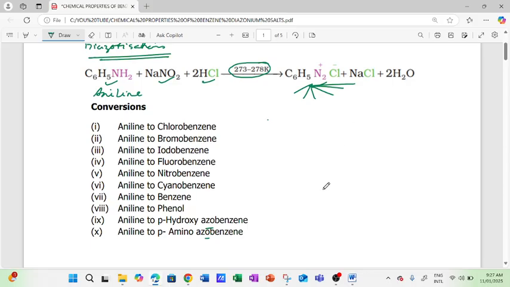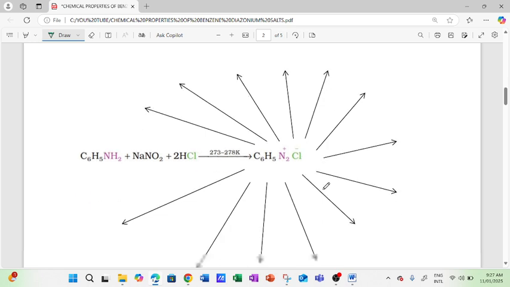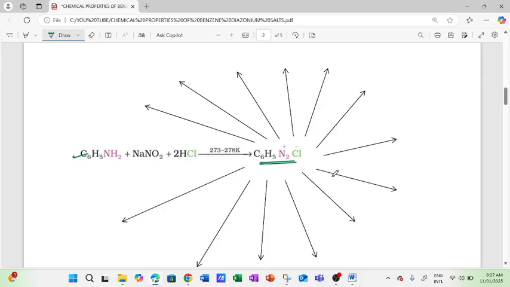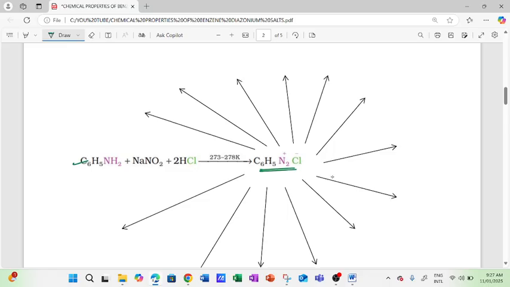The basic reaction is that first you have to convert aniline to benzene diazonium chloride, and from there only we can prepare all these compounds. So let's see a mind map for that. First I have written the diazotization reaction again, and in the center we can see benzene diazonium chloride, and from there we will start doing the conversions. I'll start from the left side.